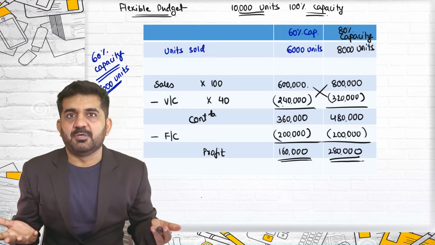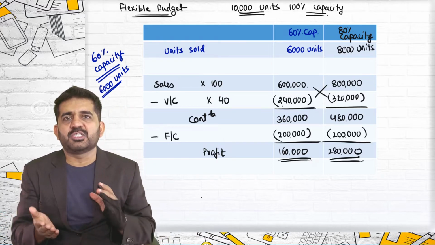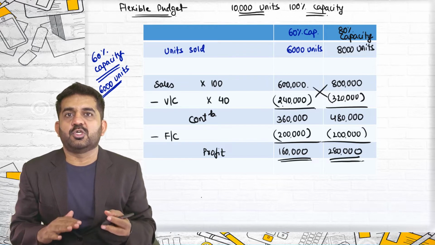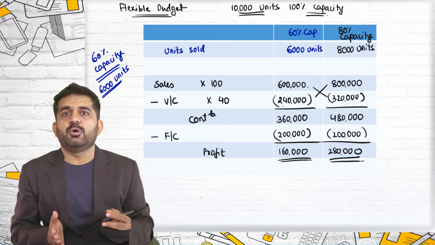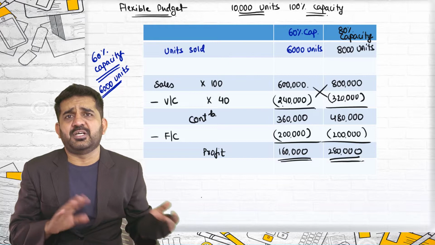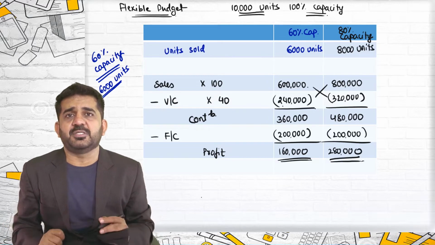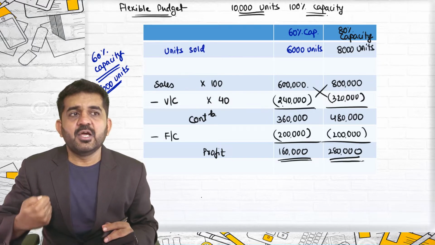This is a flexible budget. You are given the cost, revenue, variable cost and fixed cost at 60% capacity, and you are told to forecast at 80%, 90%, 70%, 50% capacity. This will be regarded as a flexible budget.